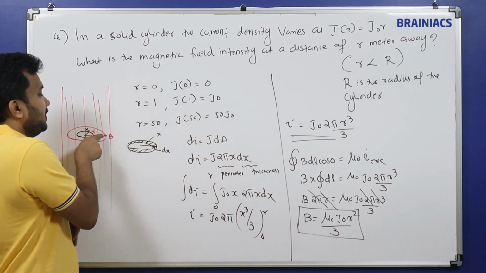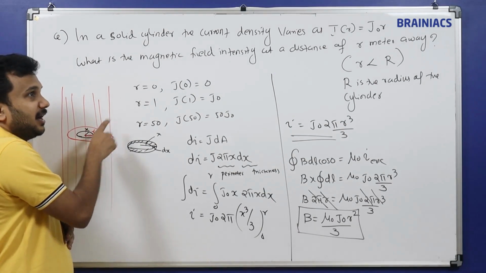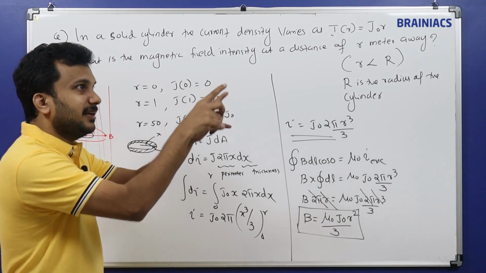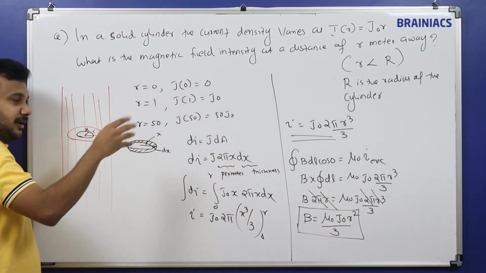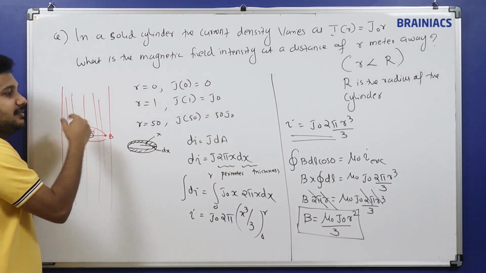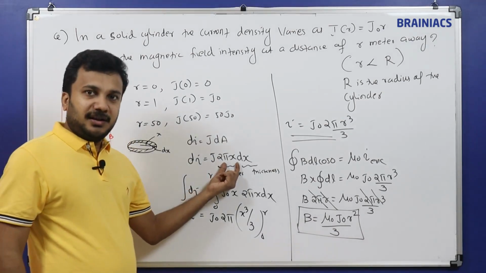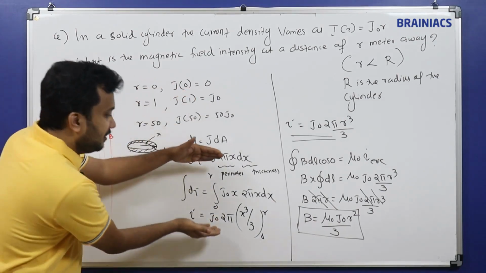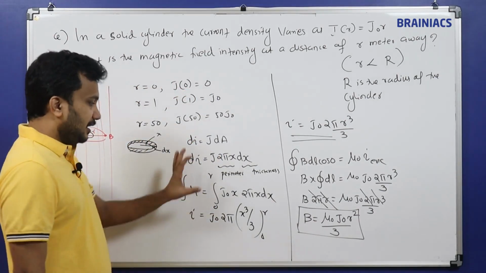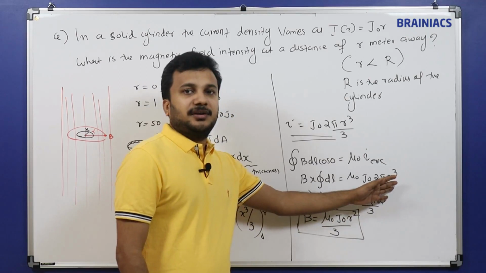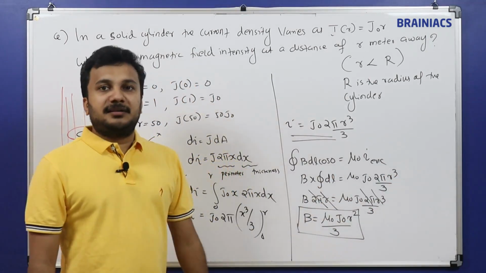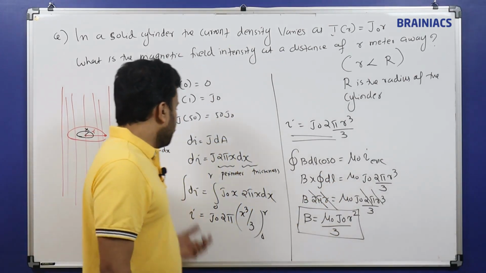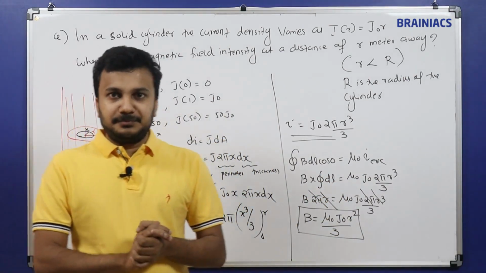J of r, which means the current density at this point, is given. I don't need the current density at this point. I need the current within that circle. This point I don't need. I need the current within the circle. That's why I took a small area, a small current, and integrated, and I'll get the full current within the range from 0 to r. That current I found, and I substituted in Ampere's law. I'll get the magnetic field intensity within a distance of r meter away.